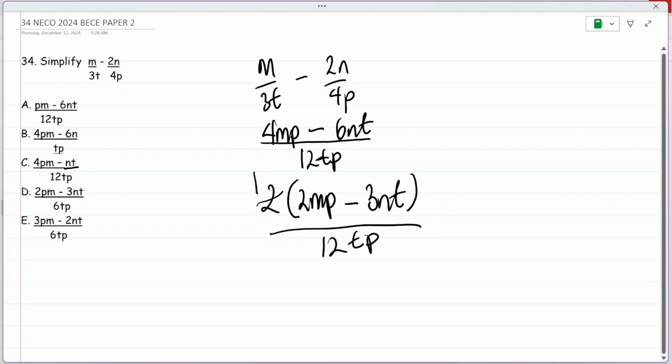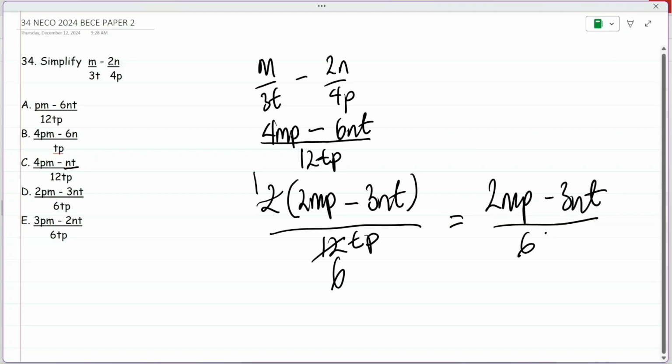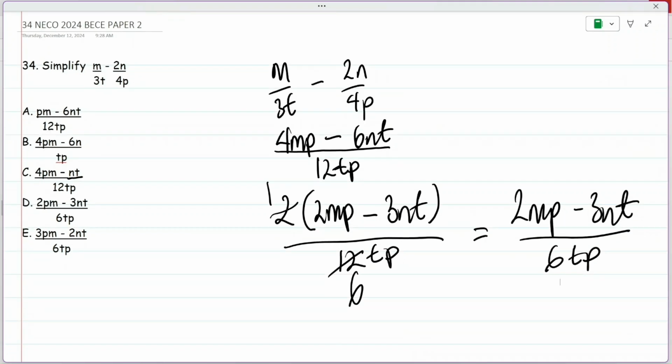2 in 2, 1. 2 in 12, 6. So you're left with 1 times 2mp minus 3nt. 1 times anything is that thing. This is now equal to 2mp minus 3nt over 6tp. You still have your tp. This is our final answer.